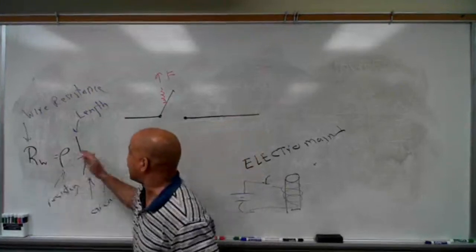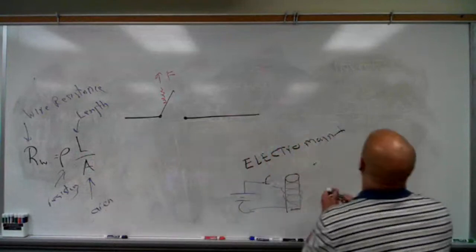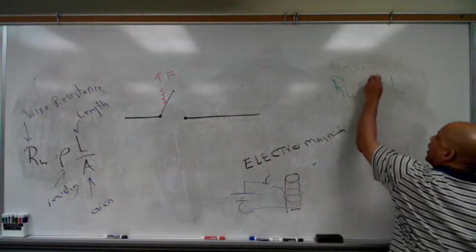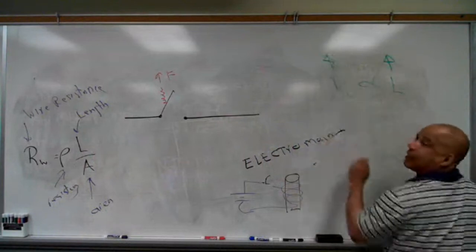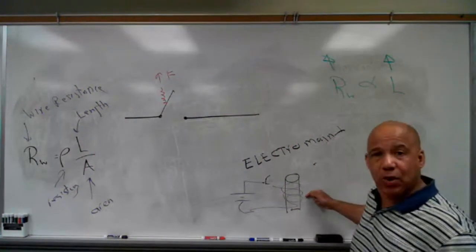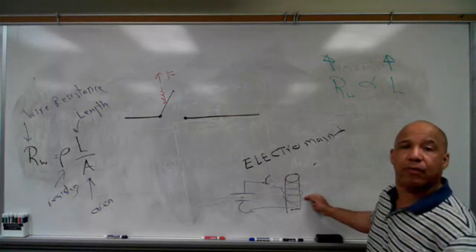But I want you to look at the relationship between these. The relationship between the resistance of wire and the length, they're directly related. So the longer wire I have, the more resistance it's going to have. Well, the wire on this coil is really, really long. So it has a lot of resistance because it's really, really long.